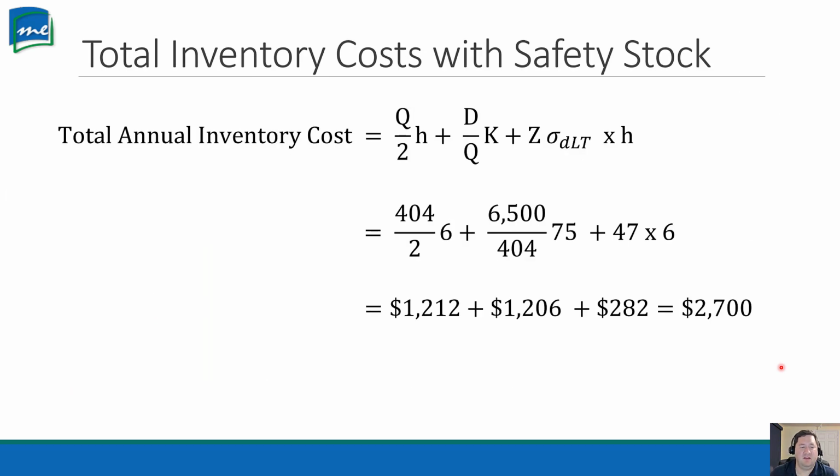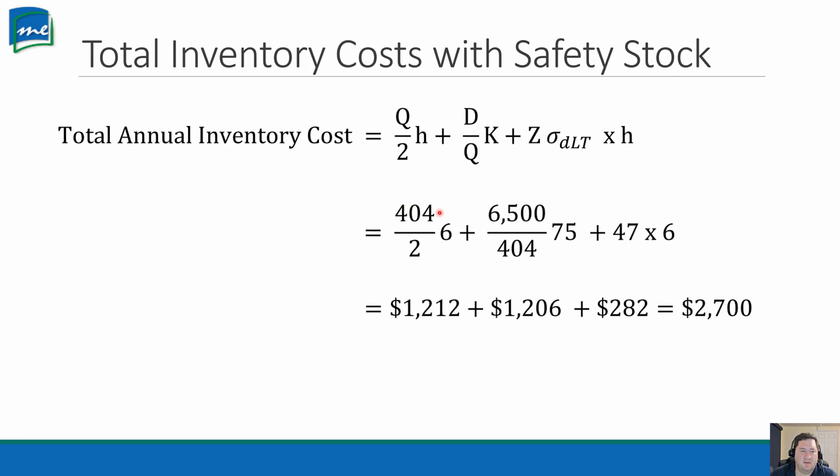All right, so when we plug it in, what is our total annual inventory cost? Now this is factoring in safety stock. So we have our annual holding cost, and then our annual order cost, which is demand over quantity times order cost. Then we're going to add in our safety stock, which is what this part is, and multiply it by the holding cost.